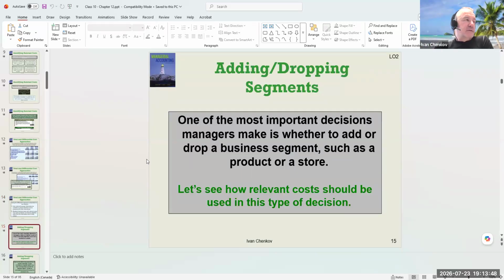Now let's start making decisions. The first decision that we need to make is to add or drop a segment, or add a product or drop a product. One of the most important decisions that you have to make, because now you're the manager, since you're already almost at the end of this introduction to managerial accounting course. One of the most important decisions is whether to add or drop a business segment, such as a product, store, or customer. You might decide, should I drop this customer, should I keep it?